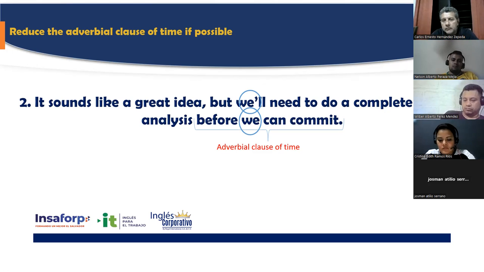Let's reduce it. ¿Cómo quedaría? But there is something that we need to know here. Before we can commit, what's the main verb here? Is it can or is it commit? Commit. Then the main verb is commit. This is just an auxiliary verb of possibility.